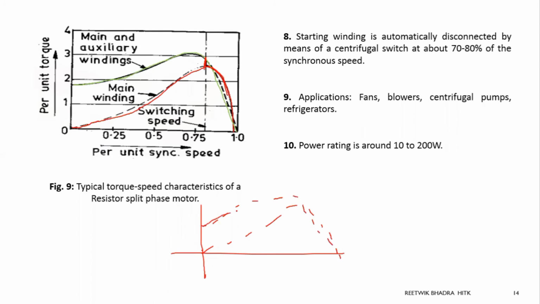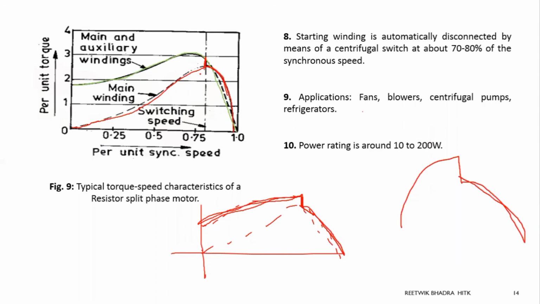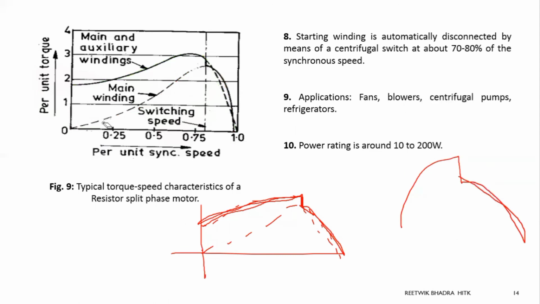So what should my graph be? This should follow up to this, the main and auxiliary winding. Then as soon as the auxiliary winding is cut off, it will come to this lower dotted line, and will follow this dotted line. So the curve will go like this, drop on this, then follow this line. That's why this line is made bold over there.